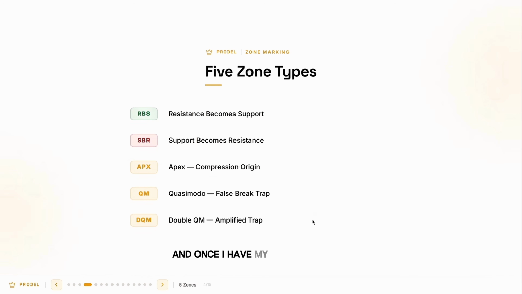And once I have my structure read, the next step is to mark my zones. A zone is a price area where I expect the market to react. I combine market structure with SNR to identify these areas, and there are 5 specific types of zone I look for.